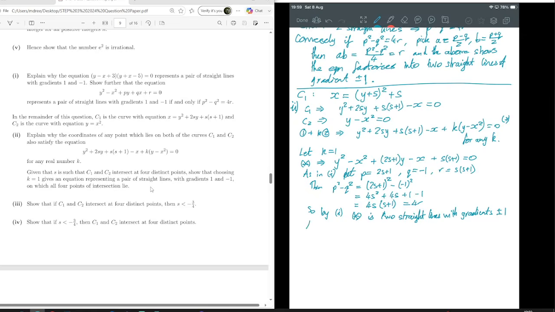Okay, so now why does that mean that all 4 points of intersection lie on this? So any intersection lies on both C1 and C2, but from C1 and C2 we created this equation star, so it must satisfy star, but star is 2 straight lines, so it lies on those straight lines.